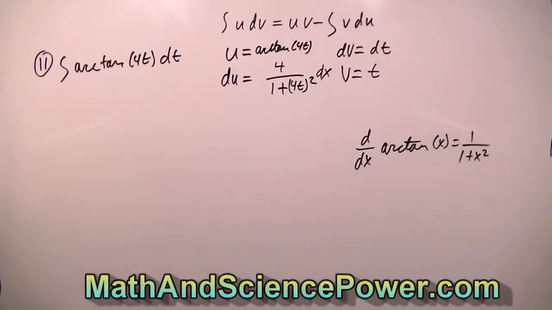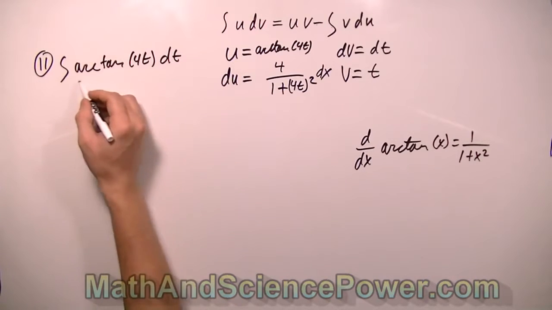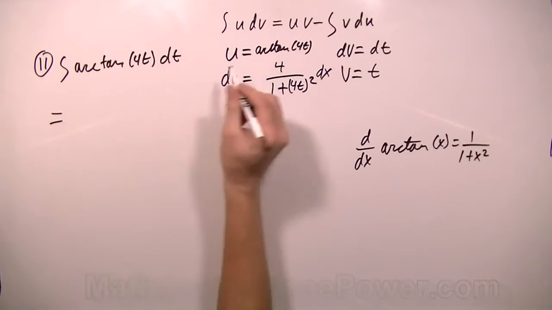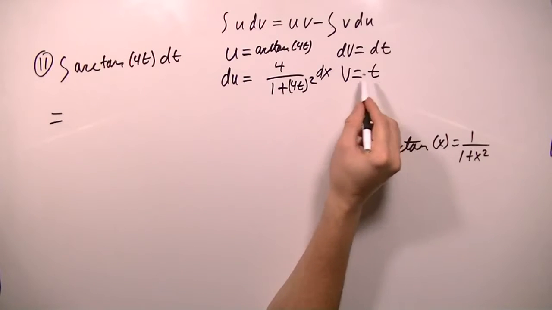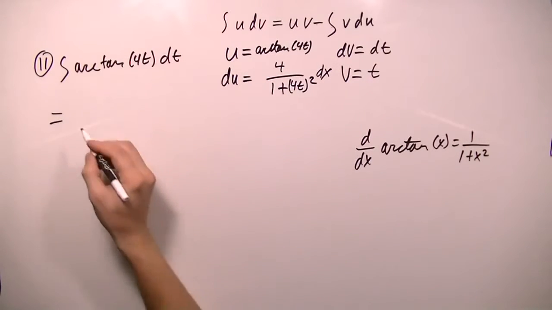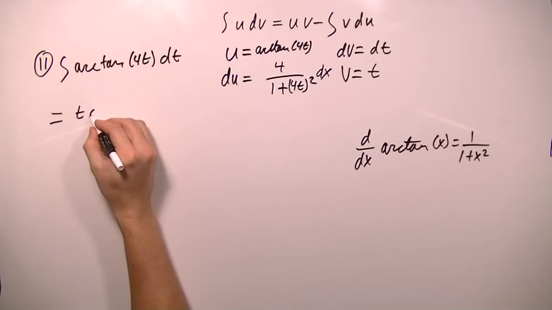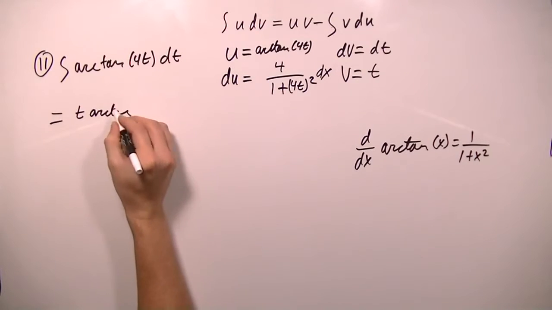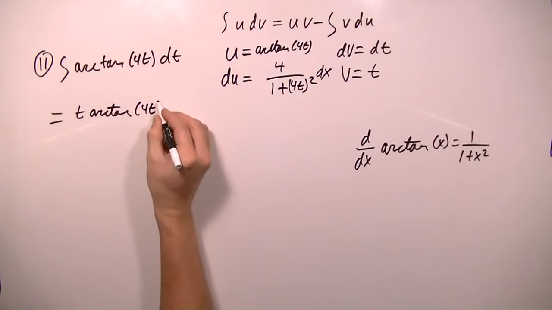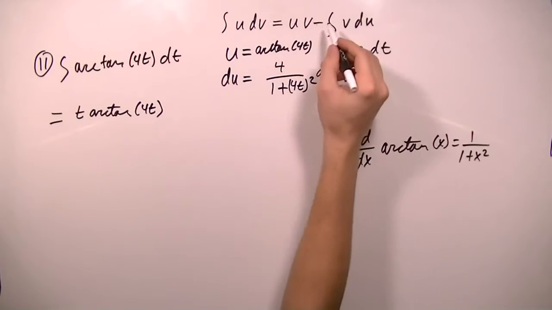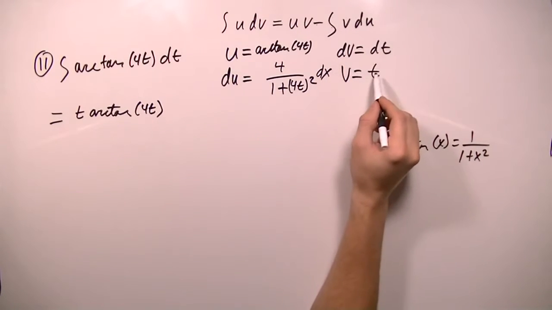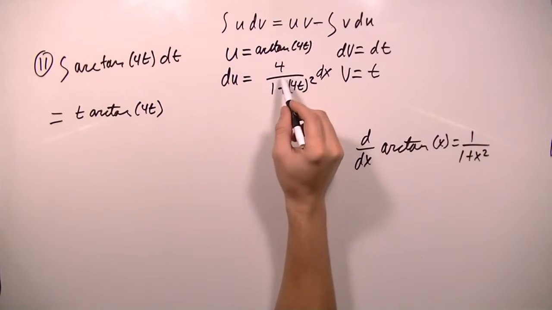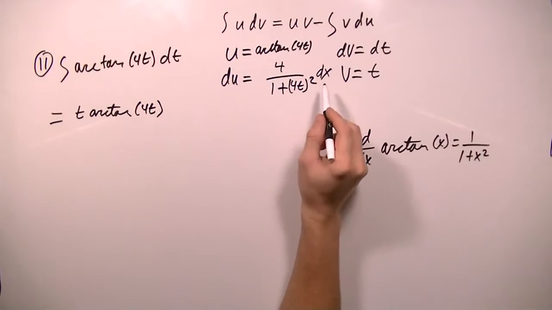Welcome back to mathandsciencepower.com. Okay, let's plug in our values into our formula. So this integral will equal, and I'm going to start with u times v. So v is t and u is arctan 4t, so I'm going to have t arctan 4t, and then I'm going to subtract the integral of v du. So v is t and du is 4 over 1 plus 4t squared dx.